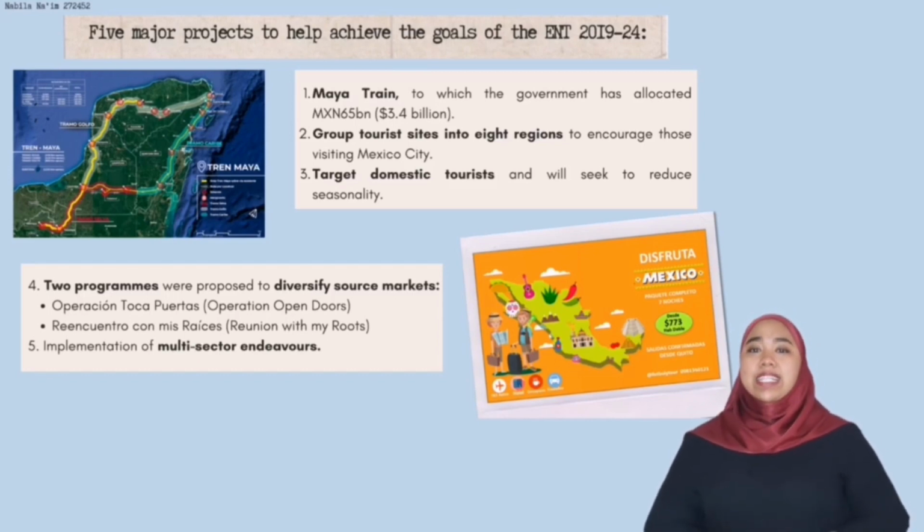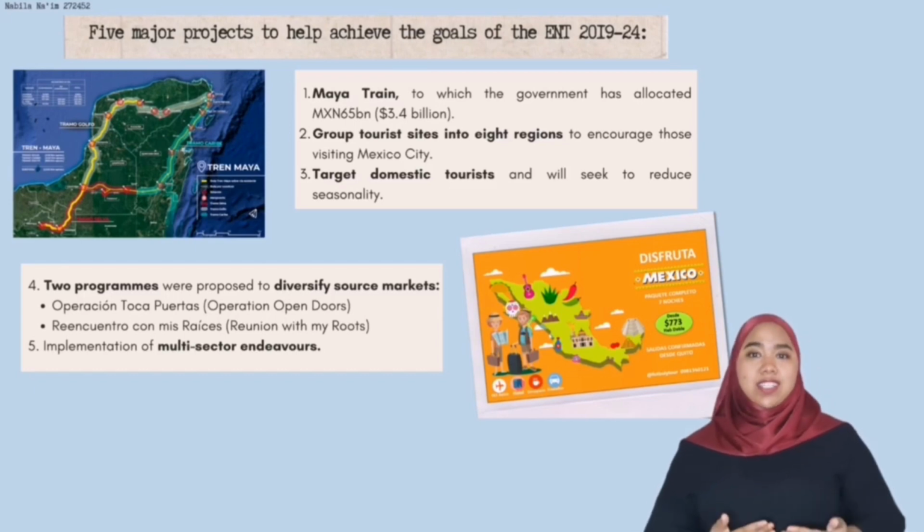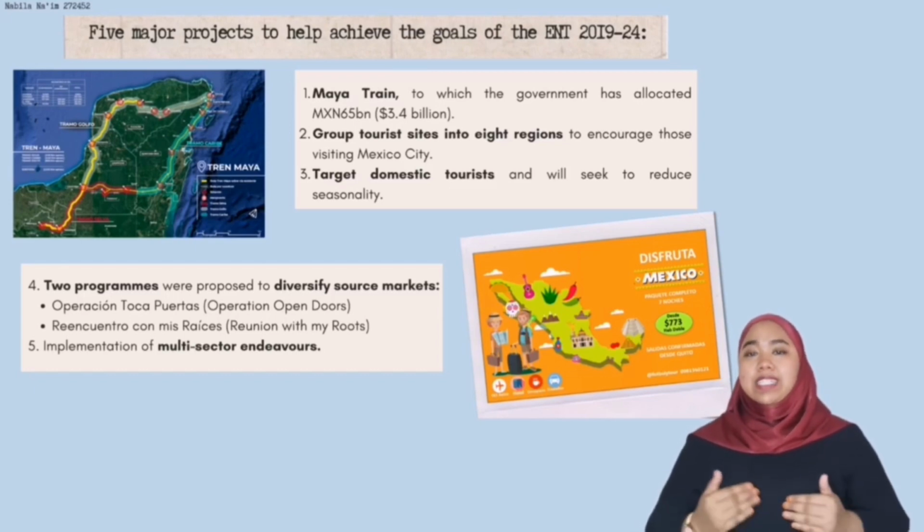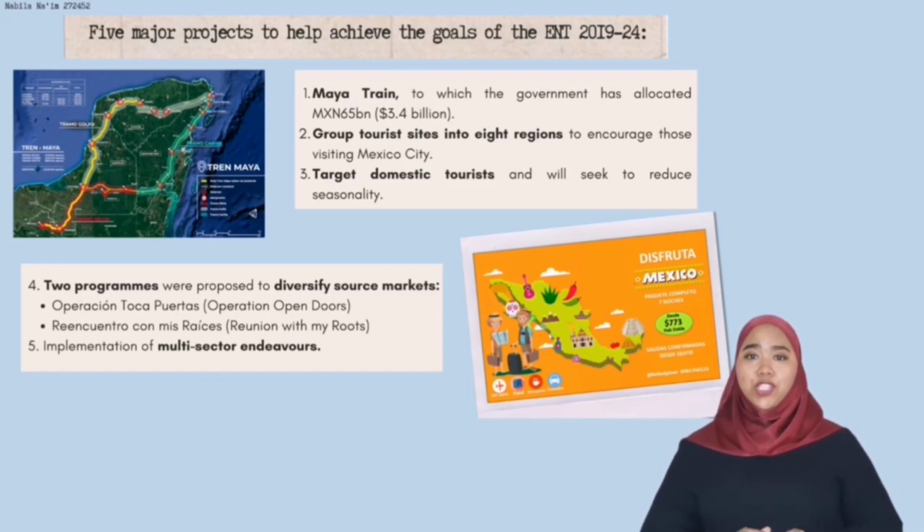The third project will target domestic tourists and will seek to reduce seasonality in the segment. To this end, the state is introducing Disfruta Mexico, which translates to Enjoy Mexico, a marketing strategy that will encourage tour operators and strategic partners to offer low-cost tourist packages.